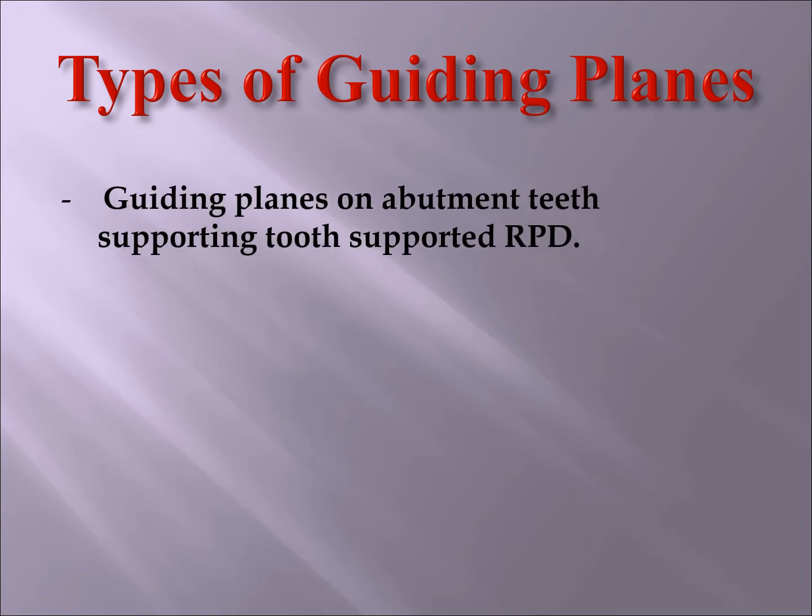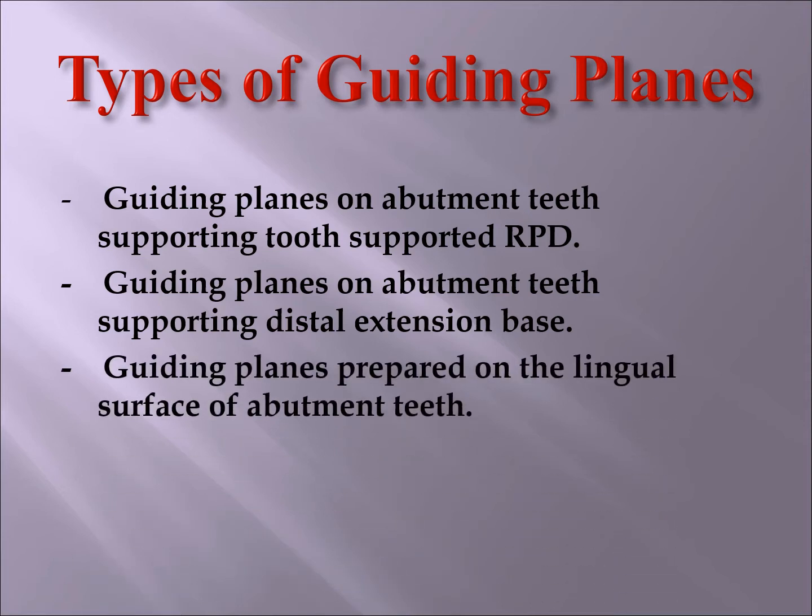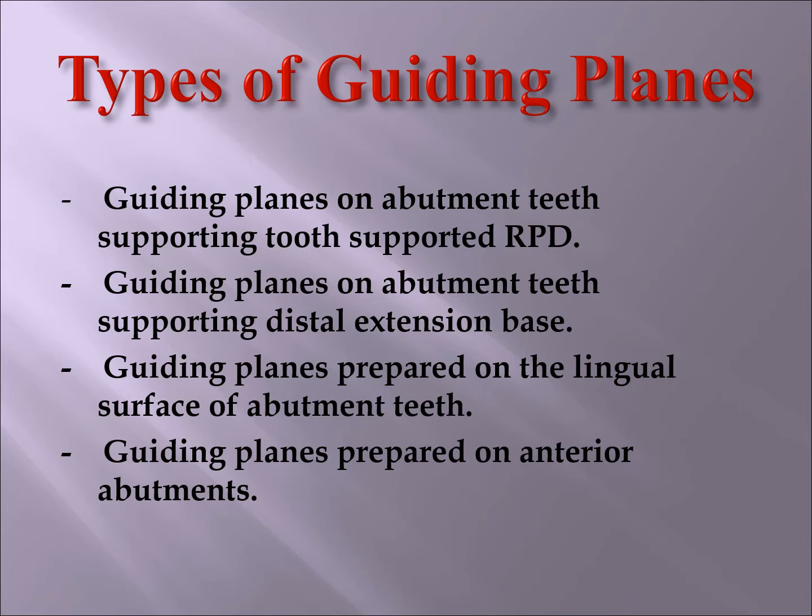Now, there are different types of guiding planes. There are guiding planes on abutment teeth supporting tooth-supported RPDs, meaning bounded saddles, mainly Class 3s and Class 4s. Guiding planes on abutment teeth supporting distal extension bases. They are slightly different, we will discuss how. And guiding planes prepared on the lingual surfaces of abutment teeth and on anterior teeth.